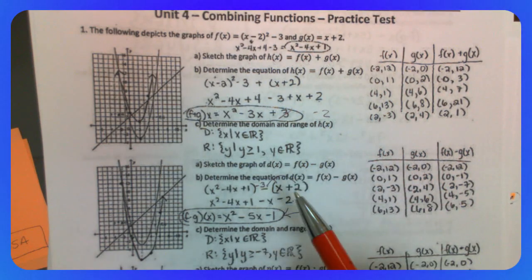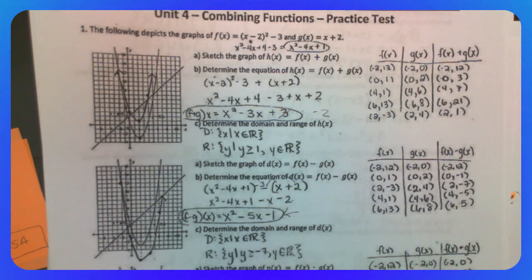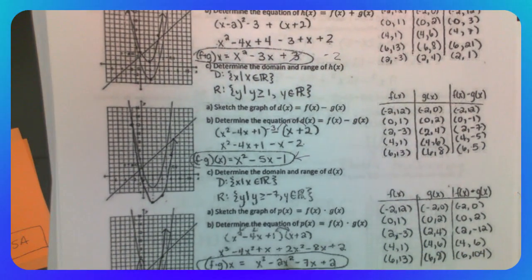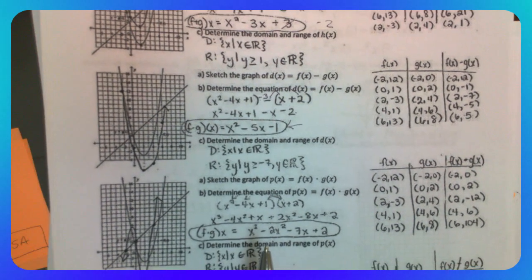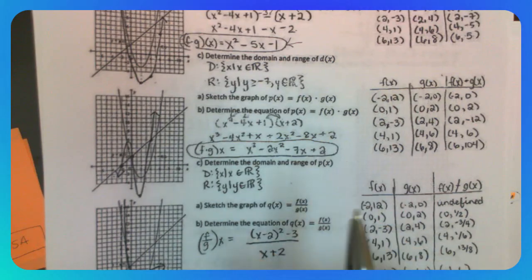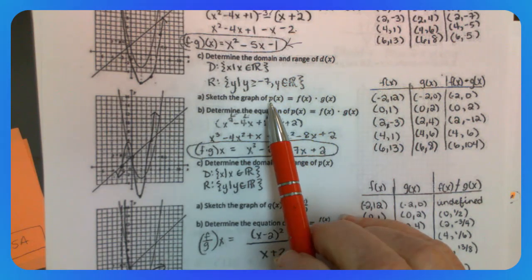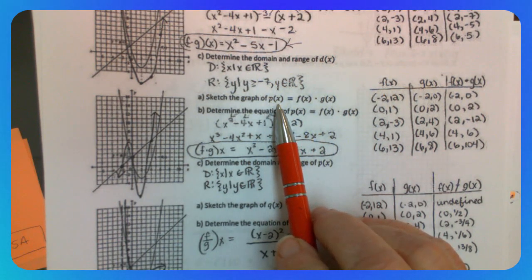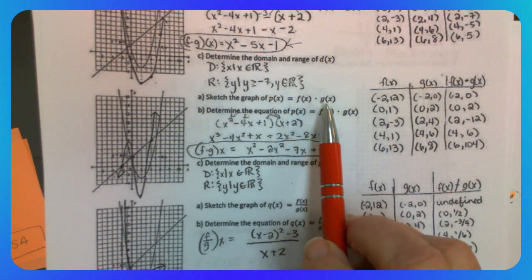Okay. All right, so for the third graph, make sure I have it up high enough. We're going to be sketching the new graph, p of x, and we get that from multiplying f of x times g of x.